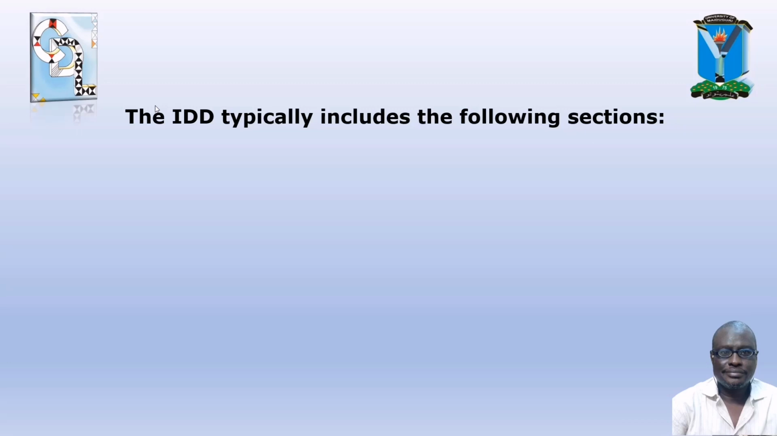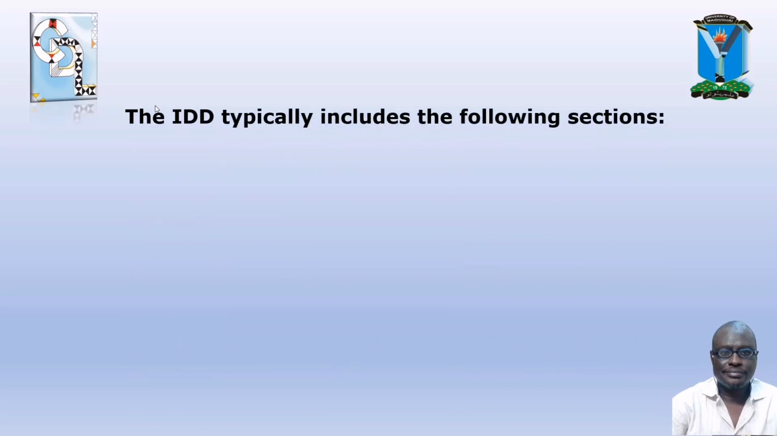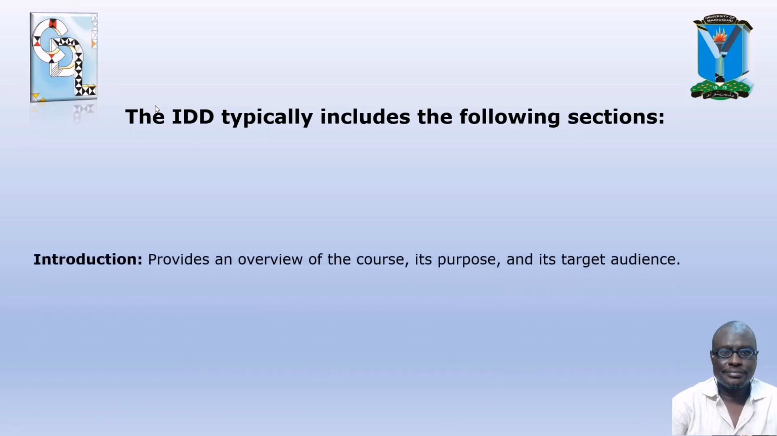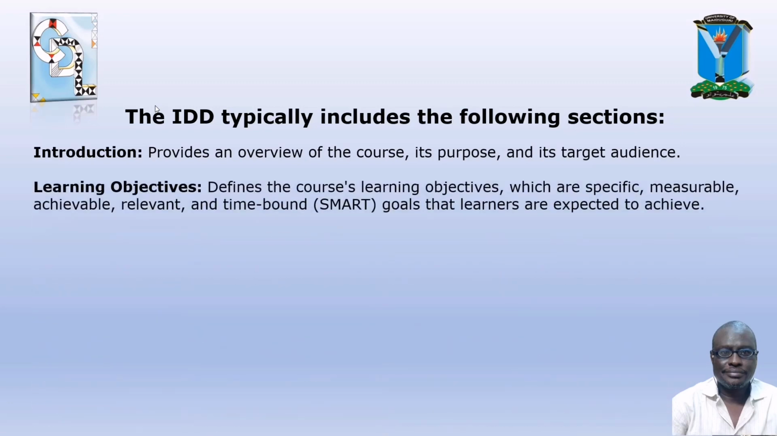The IDD typically includes the following sections. Introduction. Provides an overview of the course, its purpose, and its target audience. Learning objectives. Defines the course's learning objectives, which are specific, measurable, achievable, relevant, and time-bound goals that learners are expected to achieve, which is called SMART. SMART stands for specific, measurable, achievable, relevant, and time-bound.